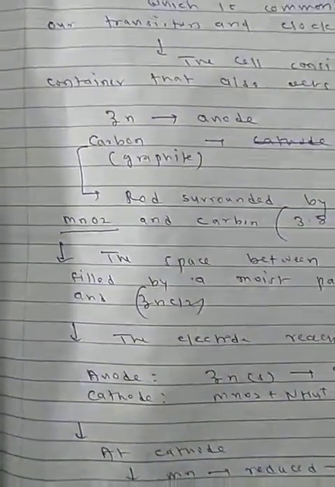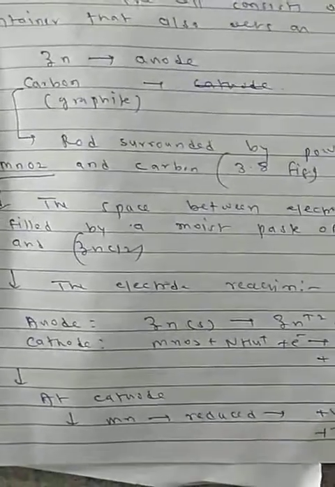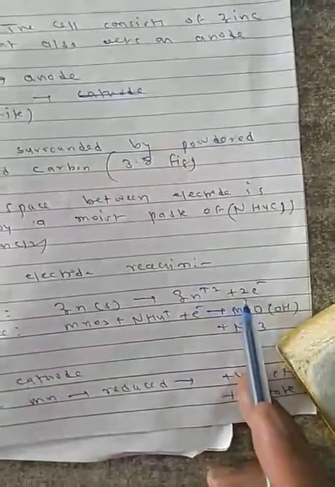Again, the carbon graphite rod is surrounded by powdered MnO2 and carbon. The space between the electrodes is filled by a moist paste of NH4Cl, that is ammonium chloride, and ZnCl2, that is zinc chloride. The electrode reaction at the anode: zinc solid converts into Zn2+ plus 2 electrons.